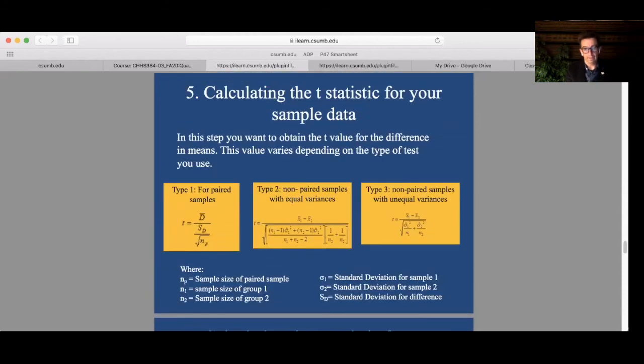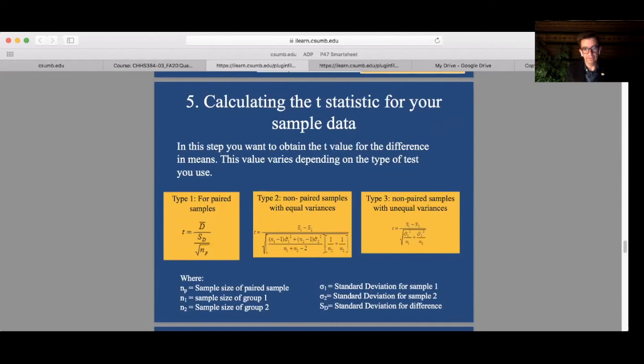All right. The next step is to calculate your t-statistic for your test. And this is the complicated part of a t-test. The rest is pretty simple. Calculating the t-statistic depends on the type of test that you're doing, right? In this case, this D means it's the difference between group 1 and group 2, or the average difference, divided by the standard deviation of the difference, divided by the square root of n.